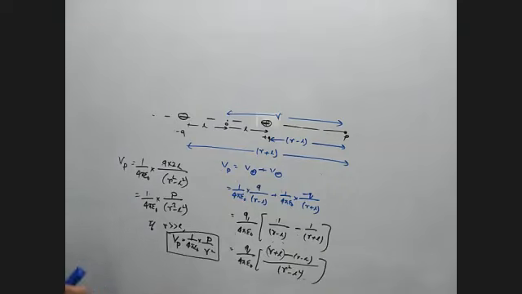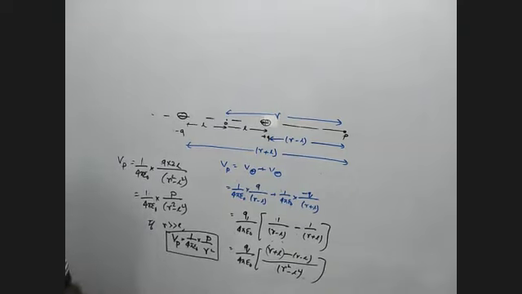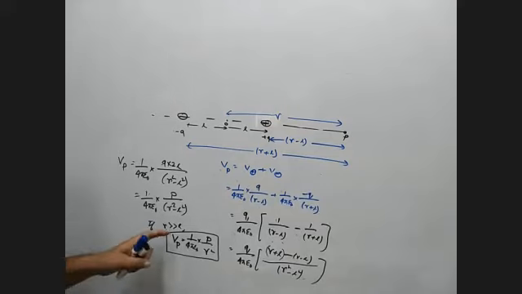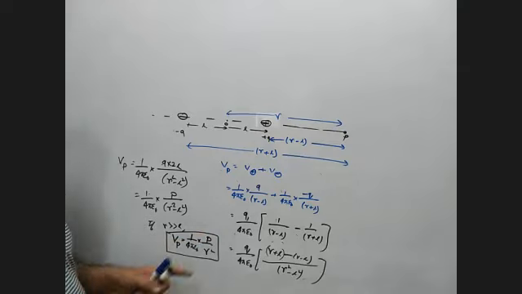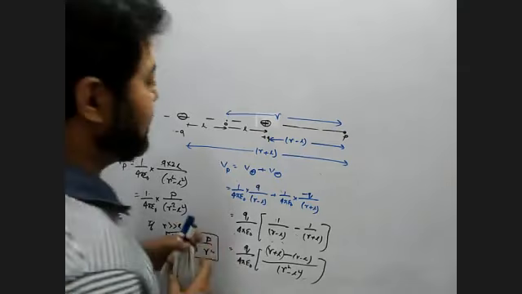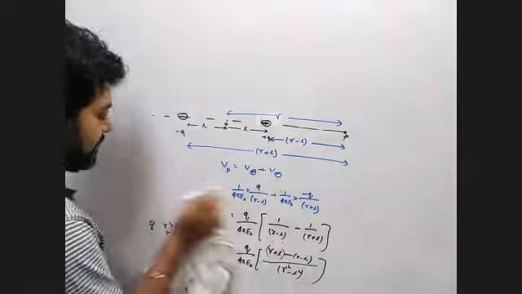So if R is greater than L, we can neglect L square. So we have the potential at P as 1 by 4 pi epsilon naught, P by R square. And here P is the dipole moment. As we have not put any arrows, that means it is a scalar quantity. Okay.